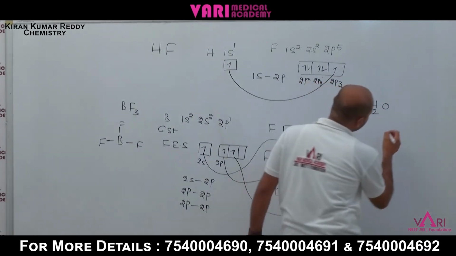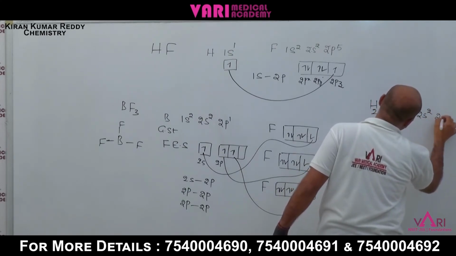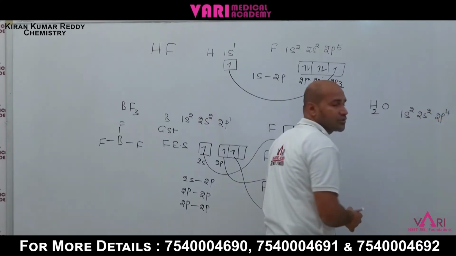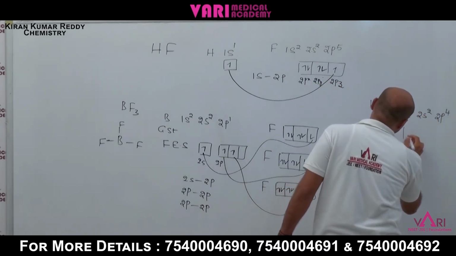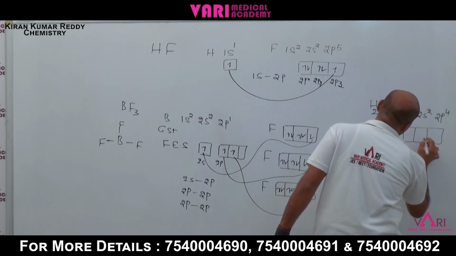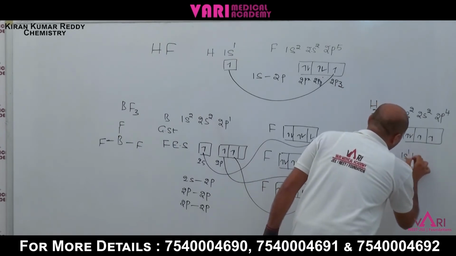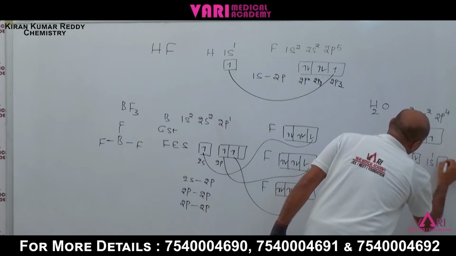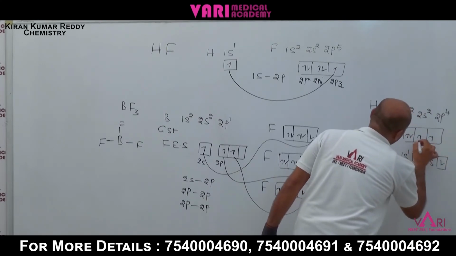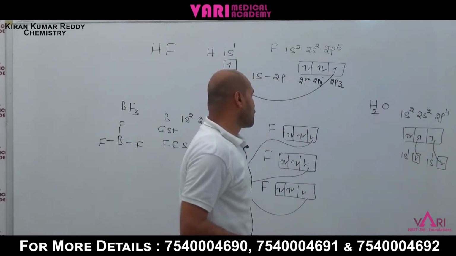H2O. The oxygen electronic configuration is 1s2, 2s2, 2p4. Here 4 plus 2 is 6, plus 2 is 8 electrons. Here I am writing 1, 2, 3, 4. Each hydrogen atom is 1s1, one hydrogen, and another hydrogen atom also 1s1. Here also opposite spin, and this one is overlapping and this one is overlapping to form H2O.